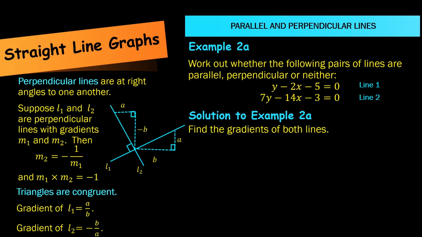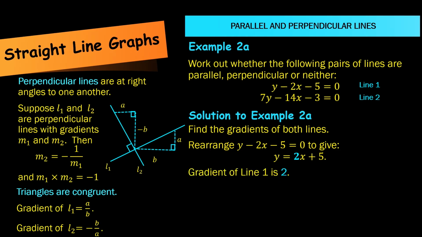We are going to find the gradients of both lines, and we will do this by rearranging them in the form y equals mx plus c. So let's rearrange line 1. We're going to add 2x plus 5 to both sides in order to isolate the y on the other side. So y is equal to 2x plus 5. And the gradient of line 1 is 2.